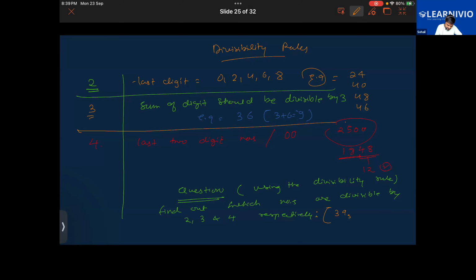The first number is 39. Then the next number is 36, 868, 64, 864. Then take the number 714. So you have to tell me which numbers will be divisible by 2, which numbers will be divisible by 3, and which number or numbers will be divisible by 4.